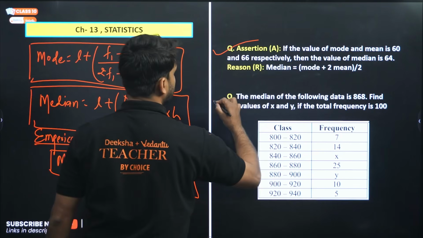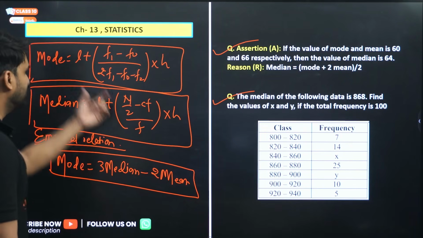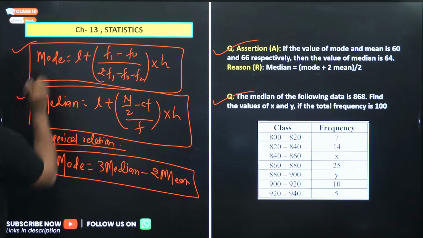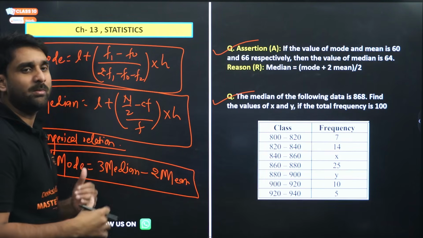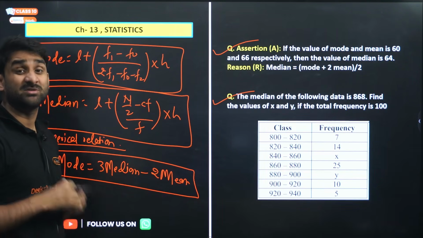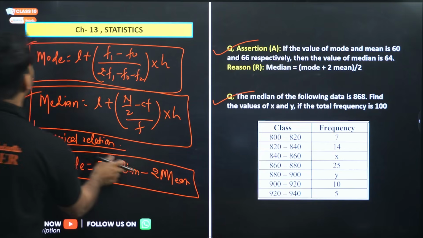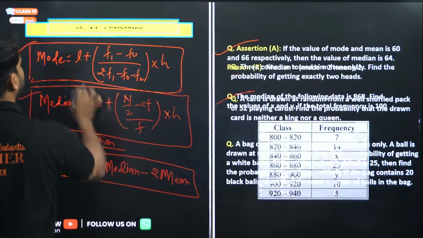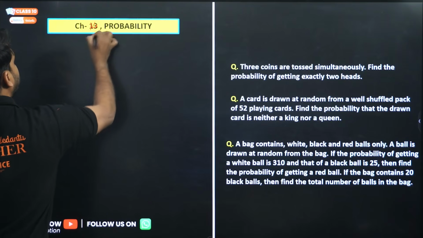An assertion-reason based question and one more question. In statistics, mode and median, most probably there will be huge chances to get a question based on mode and median. Moving to the next chapter, chapter number 13, sorry, this is 13, so this is 14, my dear.